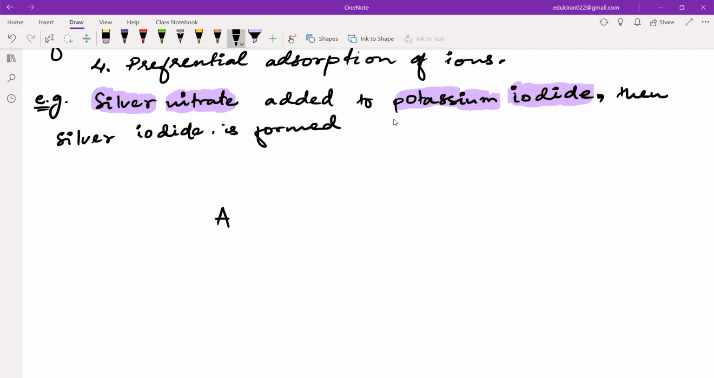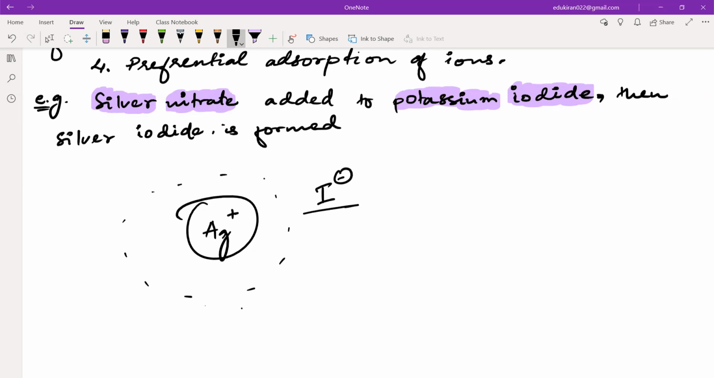We have Ag and silver iodide is formed. Okay, silver iodide is formed. In reactions, we directly write AgI, but it does not happen like that. What happens? We have Ag plus, and in this solution now, we have iodide ions also. There will obviously be more iodide ions than Ag plus ions. Why? Because we are adding a small amount of silver nitrate, because it is a solute. Solute is the component which is present in lesser amount. So obviously Ag plus will be less than I negative.